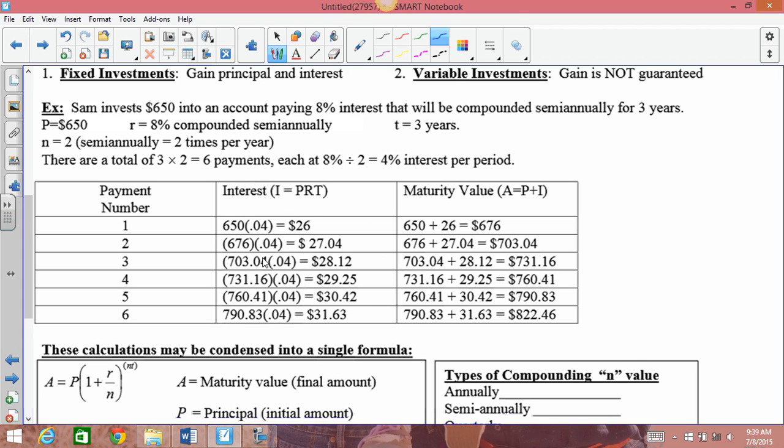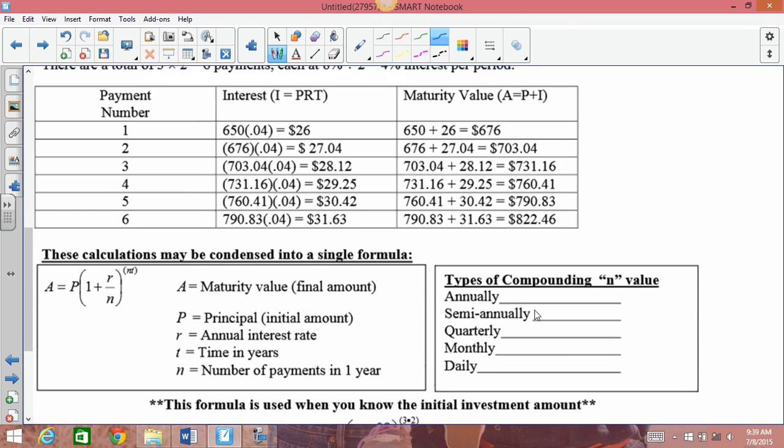Okay, now I'm going to earn interest on that $703. Add that back in. Now I'm earning interest on $731. Add that in. Interest on $760. Until ultimately at the end of your very last payout, you're going to have a little over $820 in that account. So luckily, like I said, we've got a nice clear-cut formula to plug this information into so that we don't have to go through an ugly table like this each time.